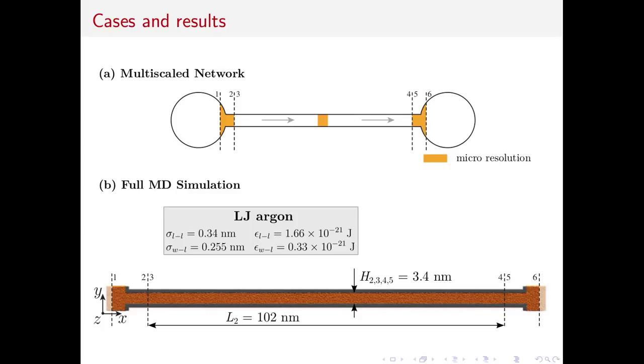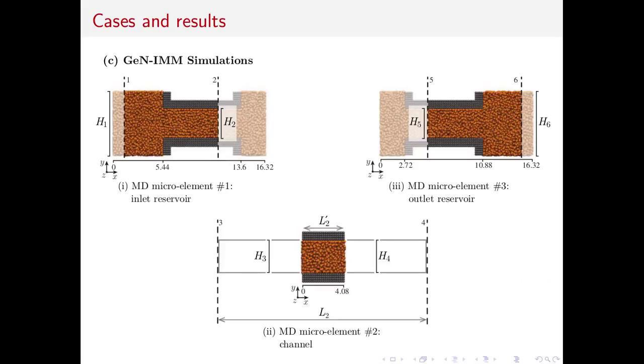And by applying a body force in this region, we induce a pressure drop over the main network domain. Looking a bit more closely at the GenIMM microelements, we can see that the reservoir components have been modelled in their entirety, and each reservoir component consists of the actual fluid reservoir and a small part of the channel, and this is to ensure that the flow through the channel is fully developed.